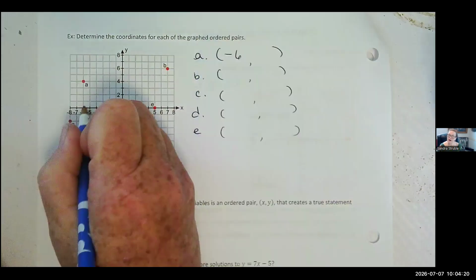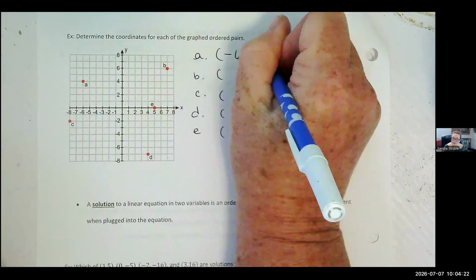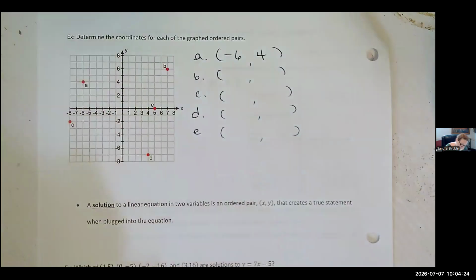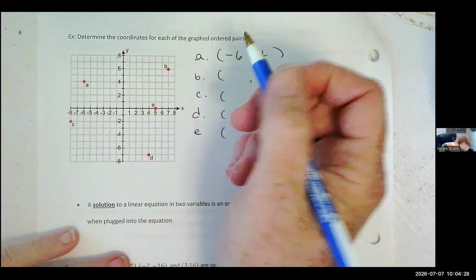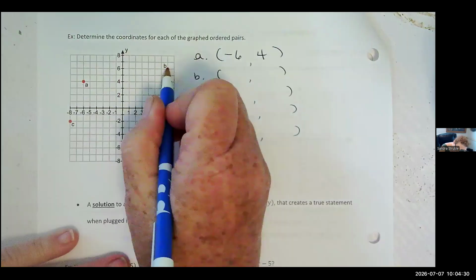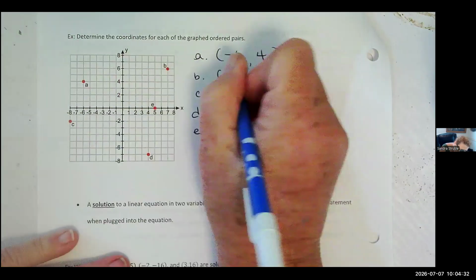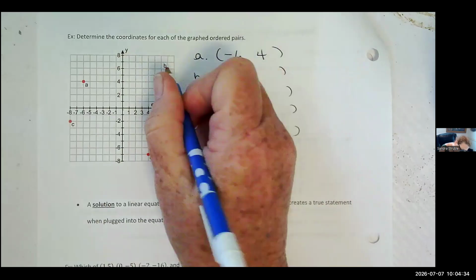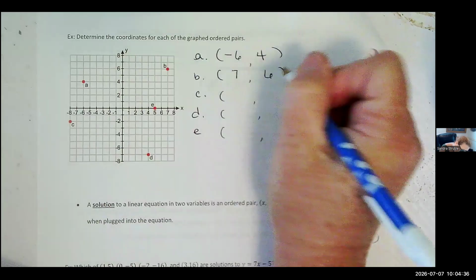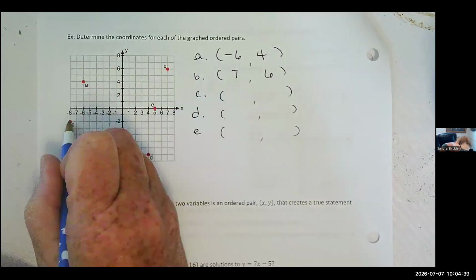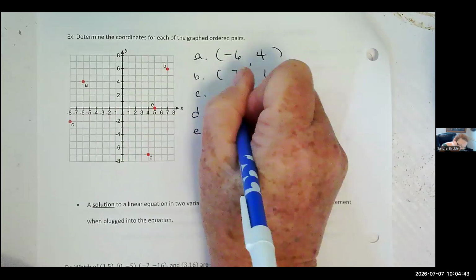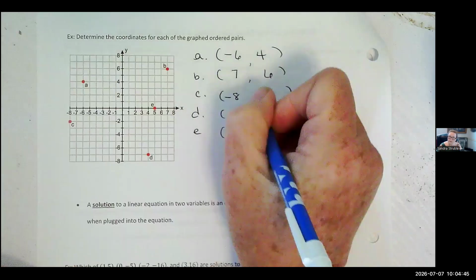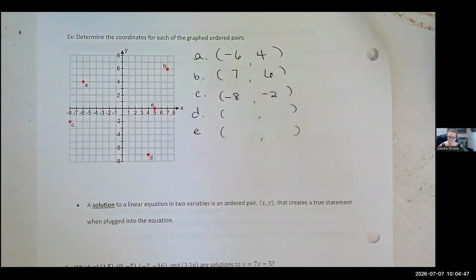I would like for you to pause the video and attempt the next ones yourself. I'm going to continue. For B, it's right up here. I'm going to go to the right 7, so +7, and going up 6, so +6. C is right here. I have to go from the origin left 8, -8, and then down 2, so -2. Remember, it's left or right first, and then up or down.